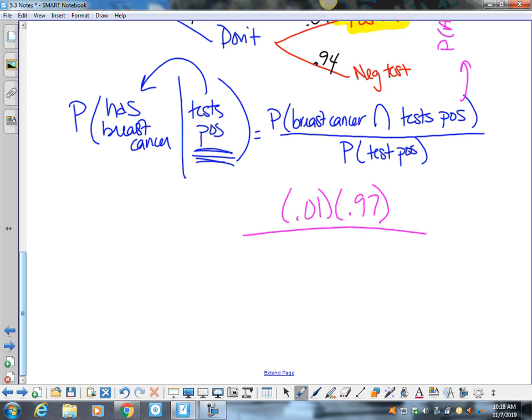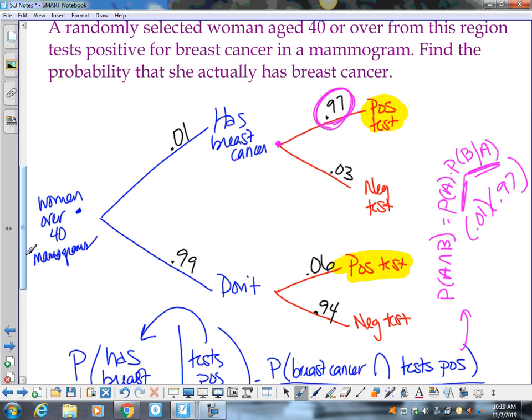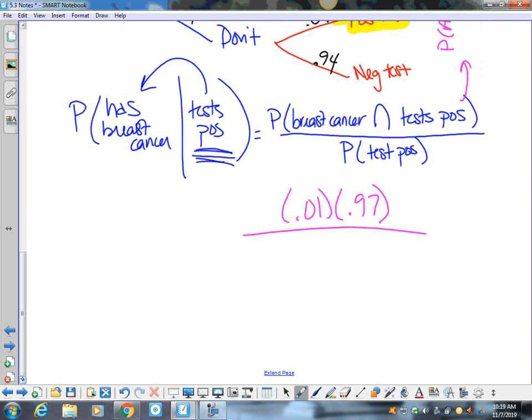Okay. Now, testing positive is a little trickier because I can test positive two different ways. This woman can have breast cancer and test positive, or she cannot have breast cancer and test positive. So two different ways that can happen. So I'm going to do have and positive, or don't have and test positive.